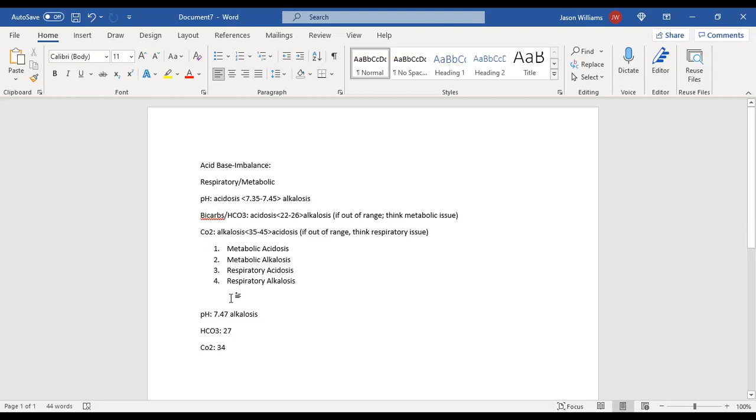So between 1, 2, 3, and 4, what acid-base imbalance is this patient experiencing? This patient is experiencing metabolic alkalosis.